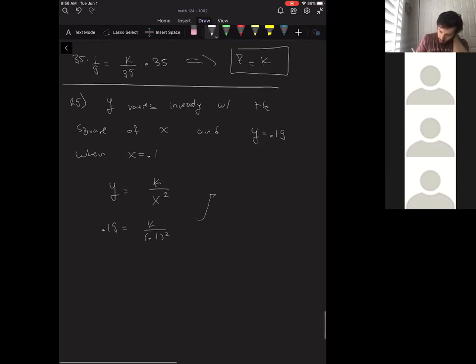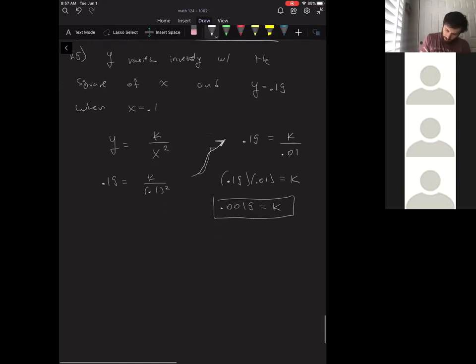So we have 0.15 is equal to k over, and 0.1 times 0.1 is 0.01. Now to solve for k, we multiply the 0.01 to the other side. So we have 0.15 times 0.01 is equal to k. If you multiply 0.15 times 0.01, you get 0.0015. So that's going to equal k. We do that right? Yeah, that's all good. So here's our k value for this one.